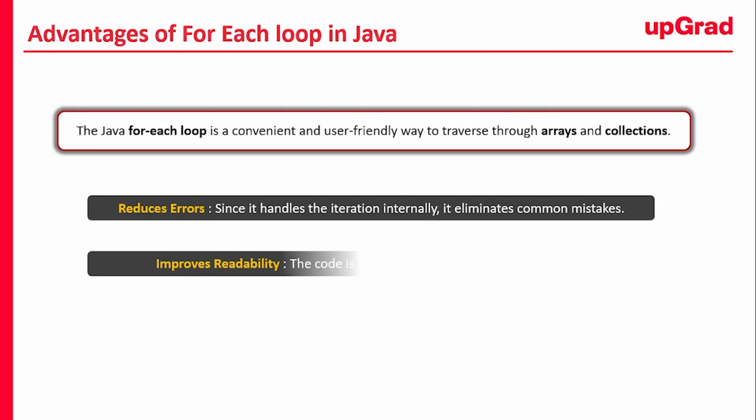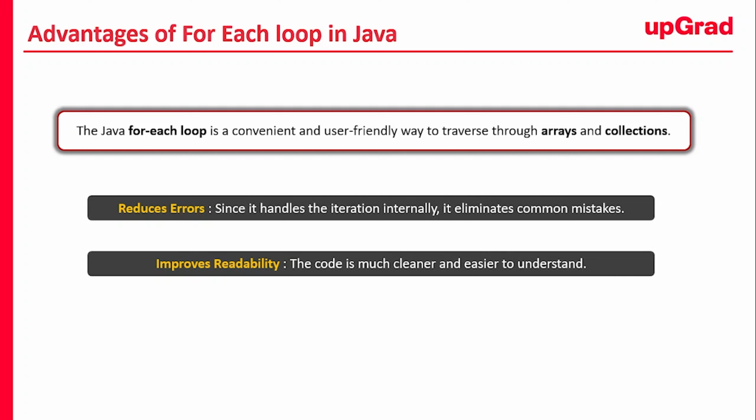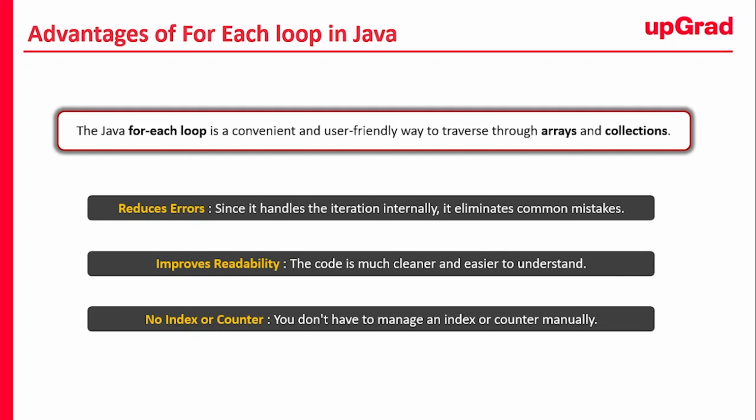Then there is improves readability. The code is much cleaner and easier to understand, especially when you just need to go through each element without worrying about the loop's mechanics. Alright, third one is no index or counter. So you don't have to manage an index or counter manually, making the code simpler and less prone to mistakes related to indexing. So these were the 3 advantages of for each loop in Java.